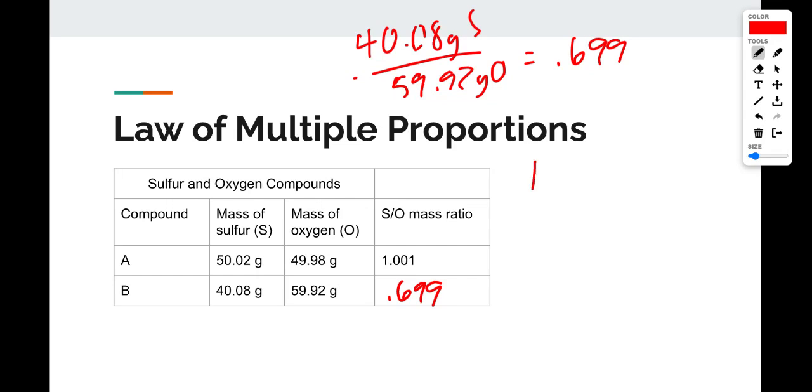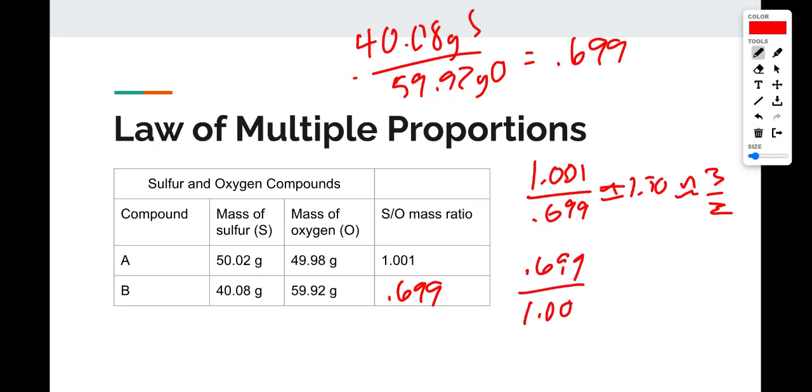Now, if we take 1.001 and we divide it by 0.699, we get 1.50, which is pretty close to 3/2. That's a ratio of small whole numbers. A simple fourth grader fraction was always what they were getting. And it's not just these two compounds, it's all the compounds. It always turned out this way. And it doesn't matter if you do it the other way around, 0.699 over 1.001, well, that's about 2 over 3. You're always going to get a ratio of small whole numbers.